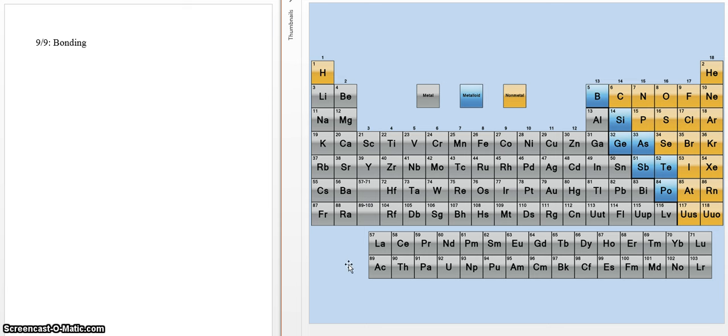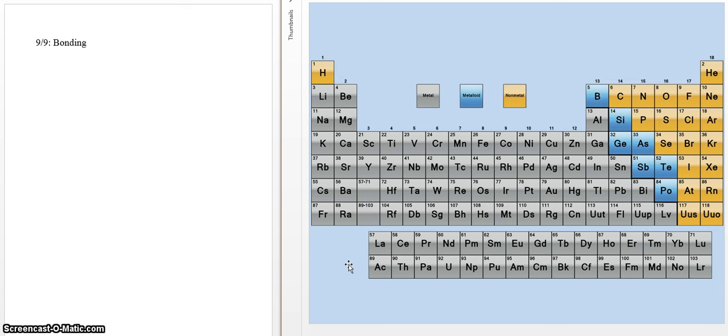On this periodic table, the ones that are in silver are metals, blue are metalloids, and yellow are nonmetals. Metalloids are the strange group that are somewhere between a metal and a nonmetal. We're not really going to look at metalloids today. We're going to mostly focus on metals and nonmetals. This periodic table will be helpful to you in a second because you're going to need to know which atoms are metals and which ones are nonmetals.